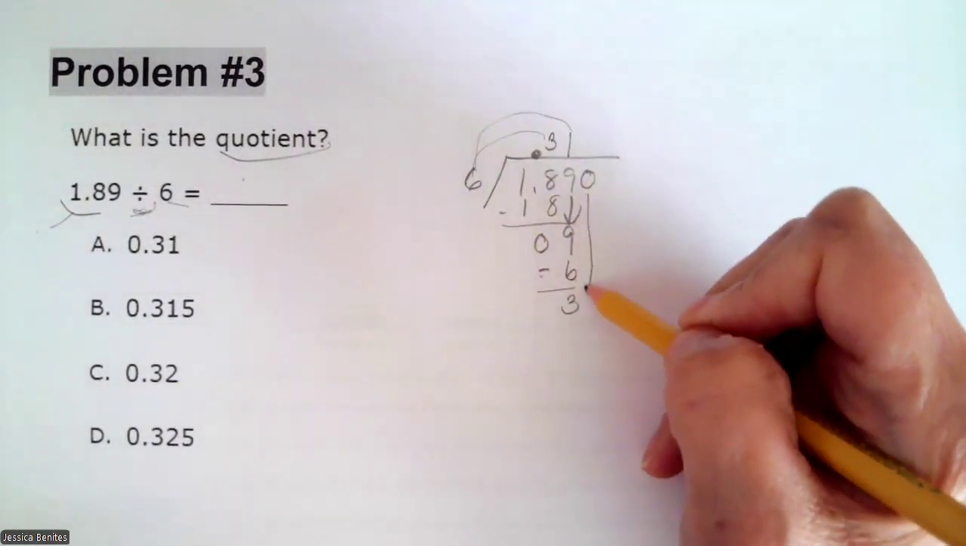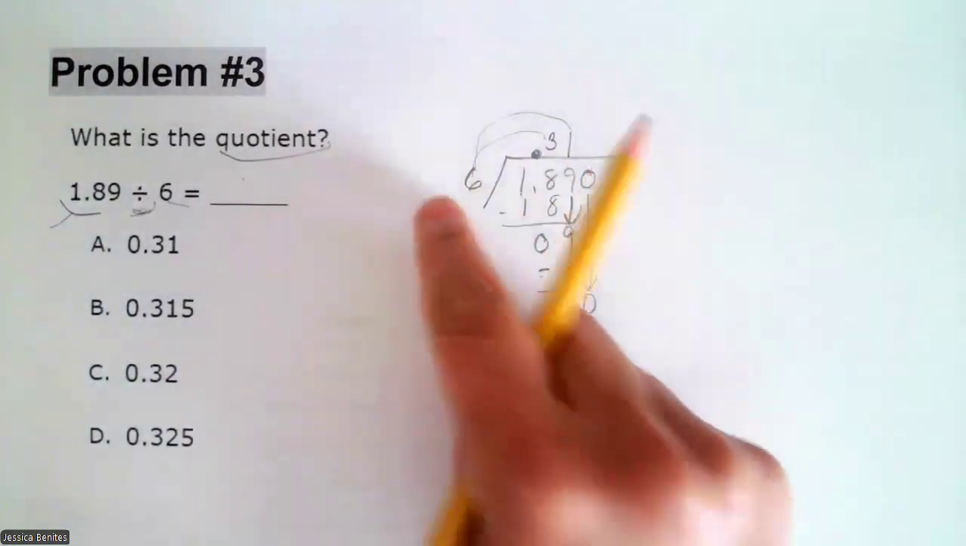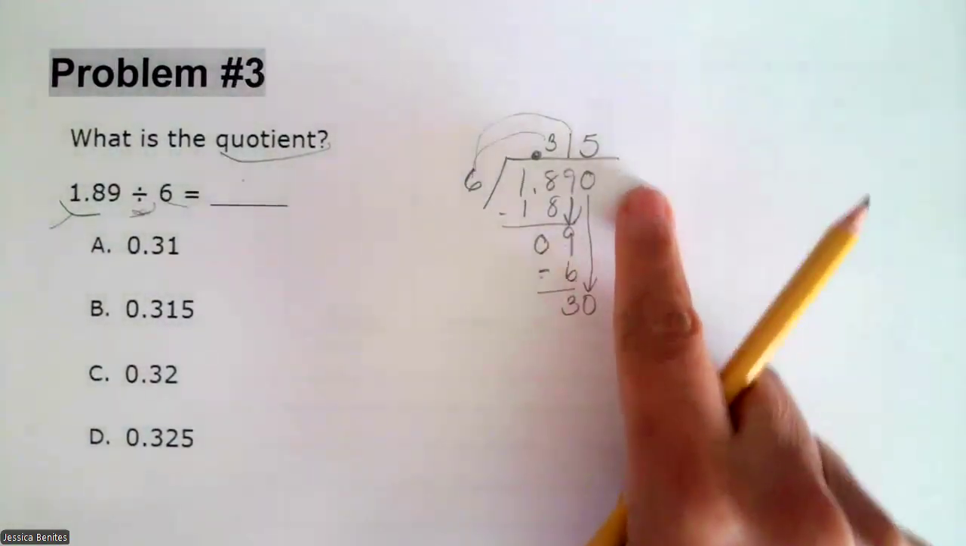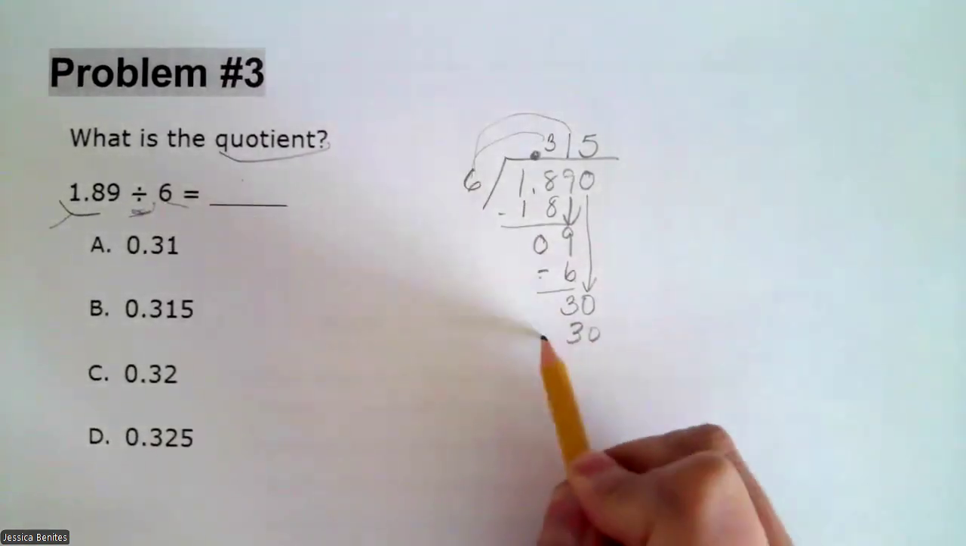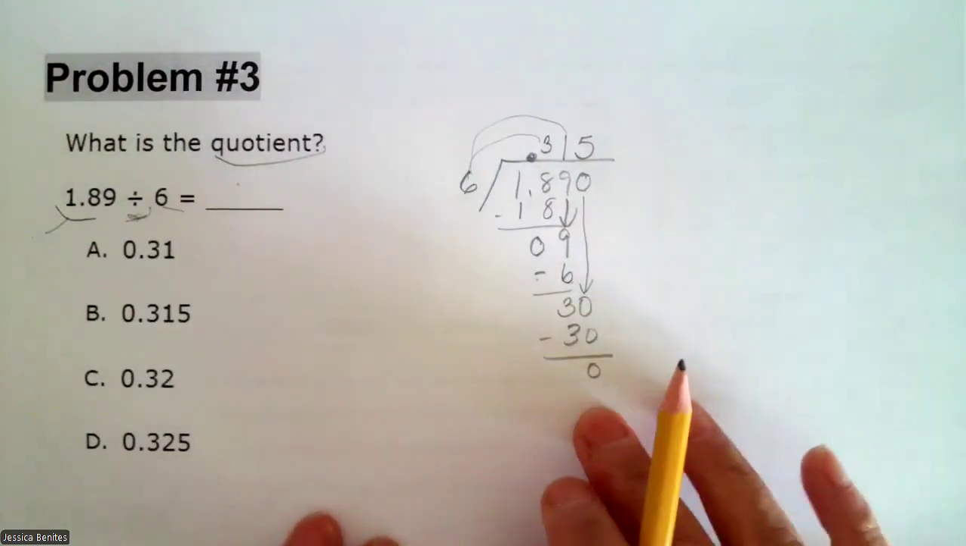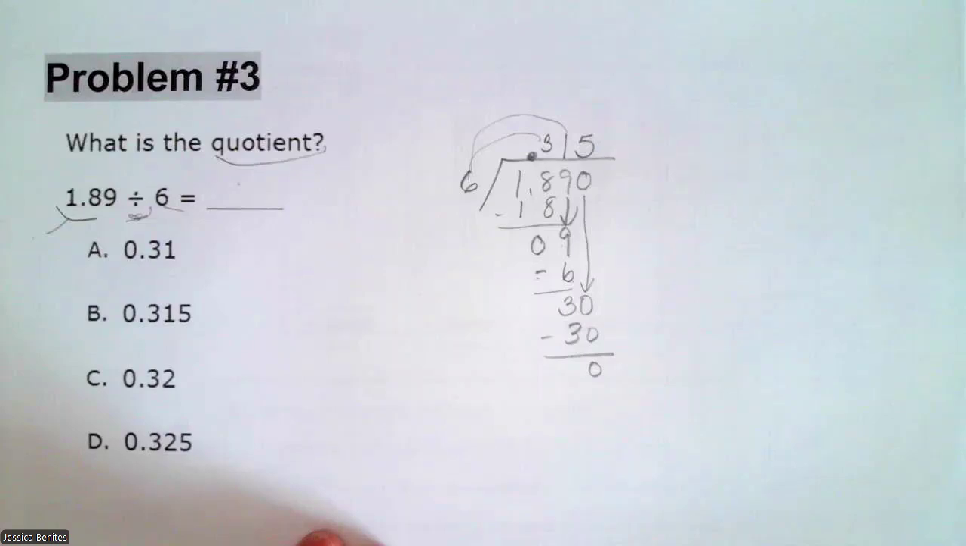So bring down this 0 now. It's going to help you. 6 can go into 30 how many times? 5 times. Did we find the quotient of this problem? Let's see. Can 6 go into 30 any more times? Nope. 0 times. You're done. There's your answer. You can see it.